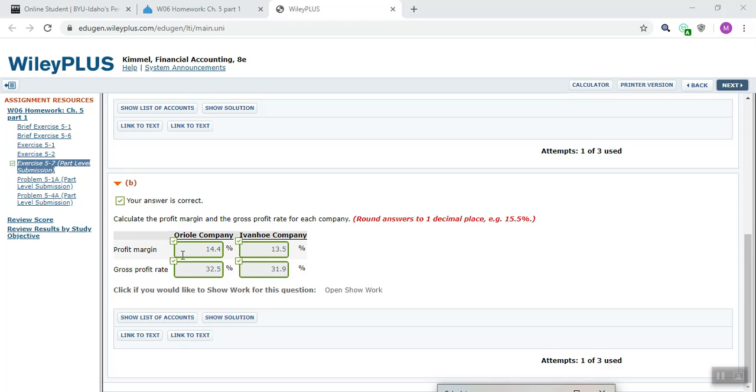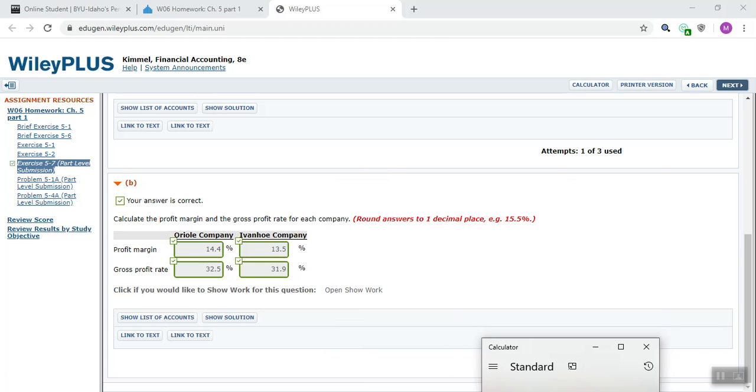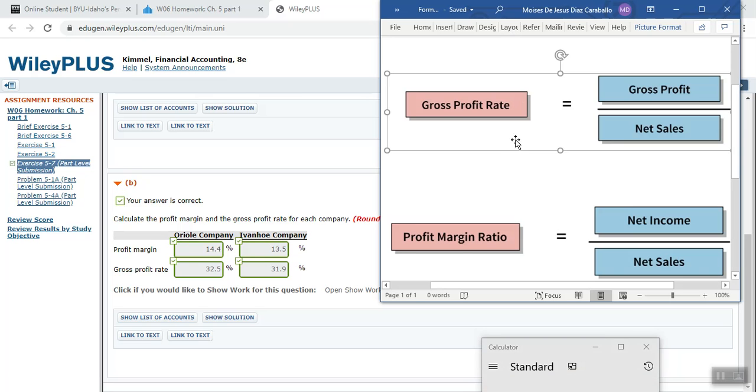In the second part of the exercise, I'm going to show you how I got the profit margin and the gross profit rate for Oriole Company and Ivanhoe Company. To do that, we need a formula, and I will be providing it. For gross profit rate, the formula is gross profit over net sales. For profit margin ratio, the formula is net income over net sales.